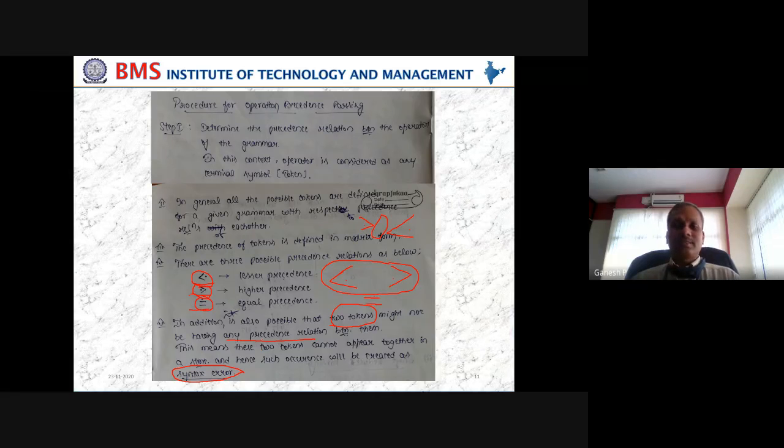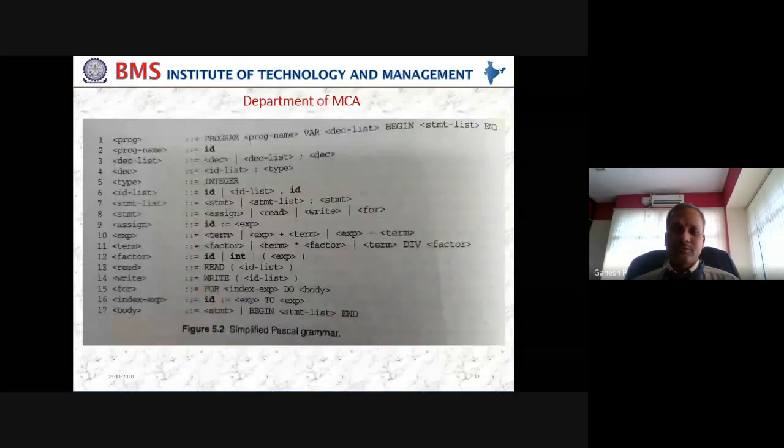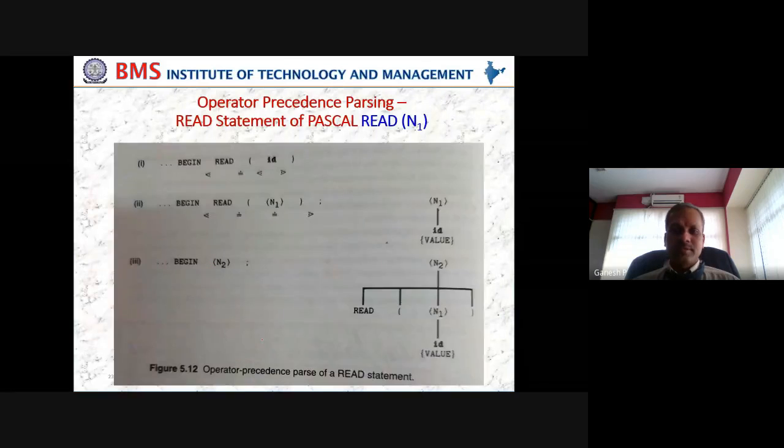So operator precedence parsing is very simple. First we need to identify the relation between each pair in the given construct, identify them in matrix form, provide their precedence levels, then apply that to the given input. If the usage is between less than and greater than precedence, then that is a valid grammar. Anything else is going to be an invalid grammar. So that is the idea with which we have. These are the things we've already seen. Now let us look at how operator precedence parsing can be considered for the given statement.